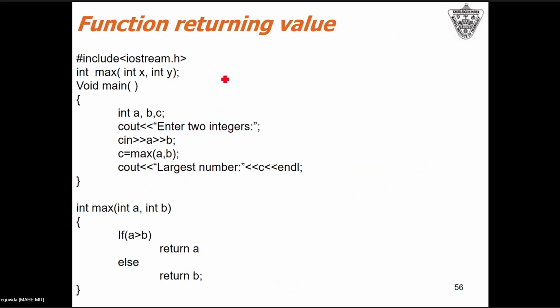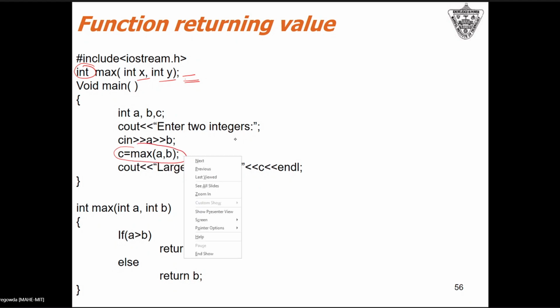So next, this is an example of a function returning a value. This is the function prototype. Say for example, I am going to find the largest among two integer numbers. So we are going to pass the two values by the pass by value method, and it is going to return the integer type. So I have a function call statement here, c is equal to max of a comma b.